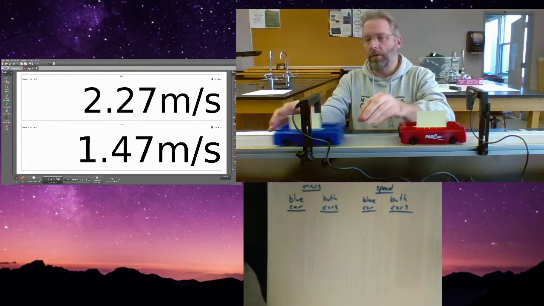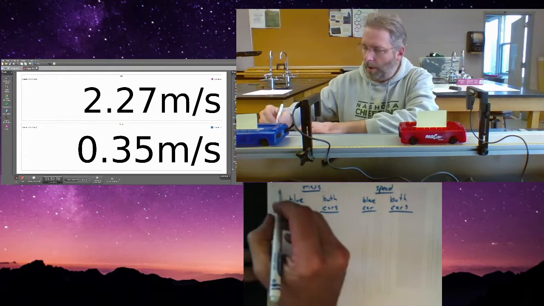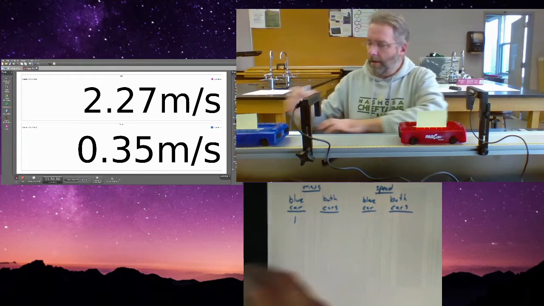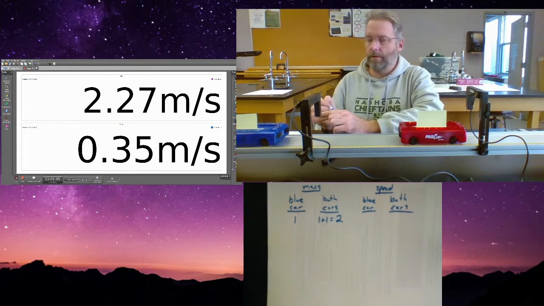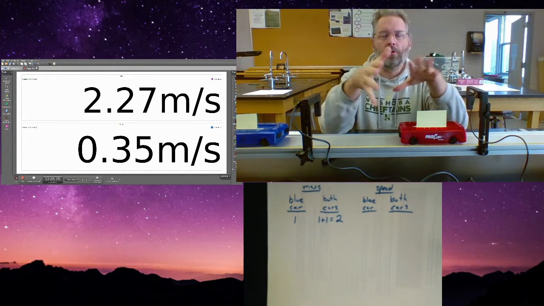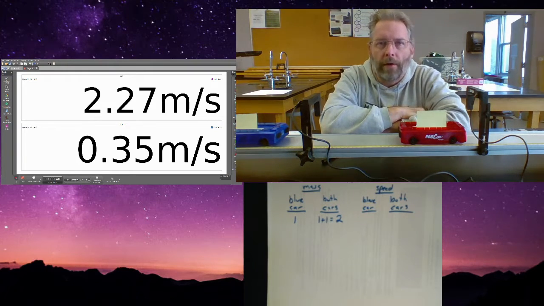I'm going to take the blue car, and that's going to be 250 grams. So I'm going to call that one mass unit. And I'm going to crash it into the red car, which is also one mass unit. So the total mass will be two mass units when they connect, and they'll travel together. Let's see what happens. I think you could probably predict what's going to happen.